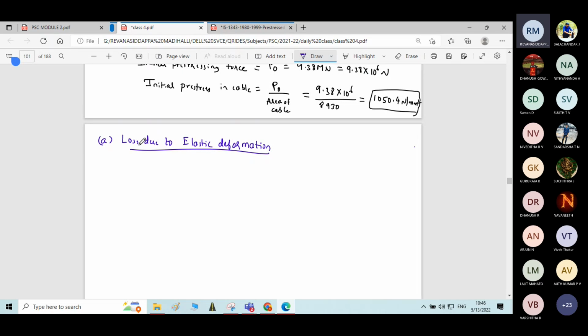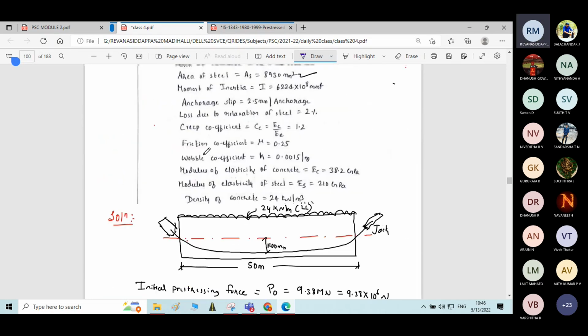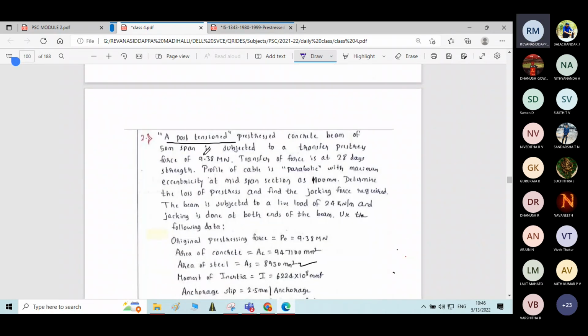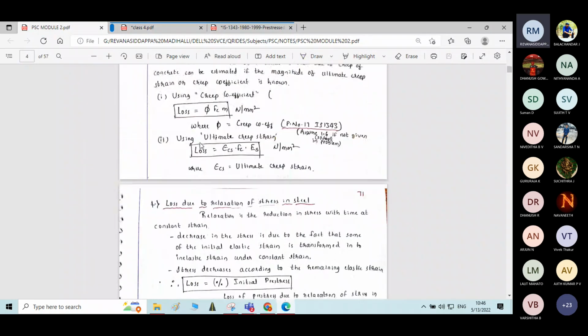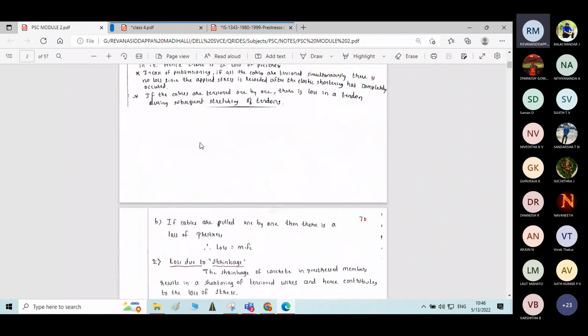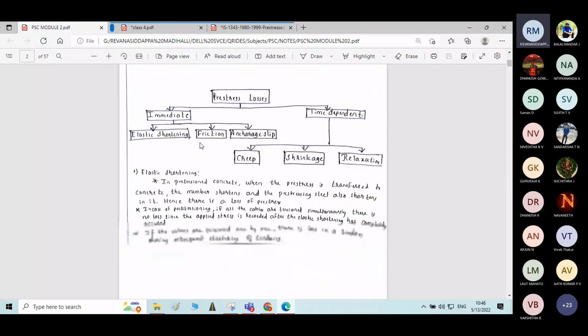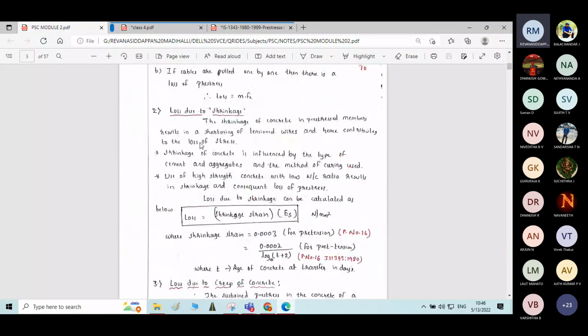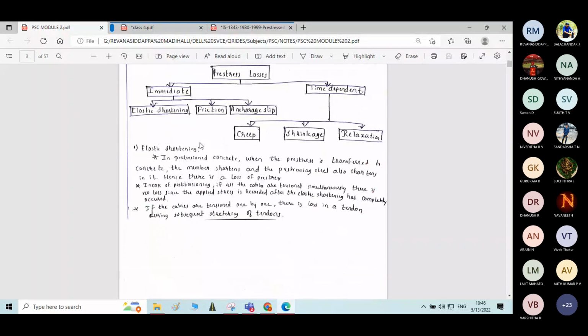Loss due to elastic deformation. See, the type of member given is post-tension beam. For a post-tension beam, whether there will be loss due to elastic shortening or not.